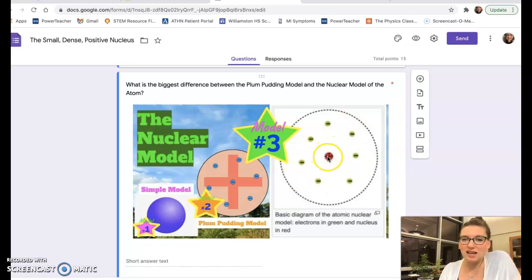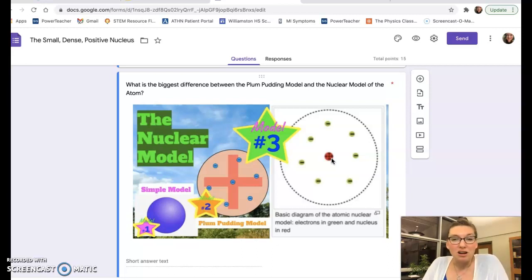This model says that there is a nucleus first of all, which contains all the positive charge of the atom as well as nearly all of its mass. The electrons are around the nucleus, but we don't know a whole lot about how yet.